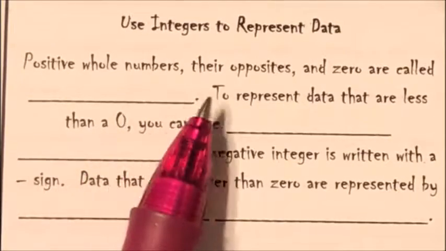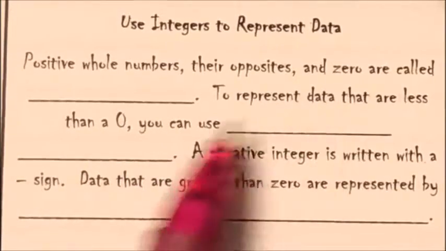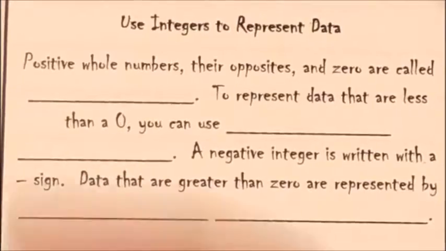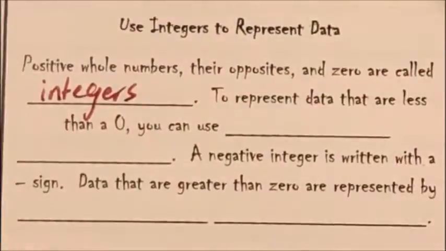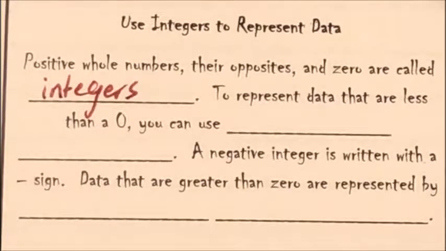Positive whole numbers, their opposites, and 0 are called blank. In that blank, you're going to write integers. Okay, so positive whole numbers, their opposites, and 0 are called integers. So remember, opposites, they're the negative numbers, so negative whole numbers.